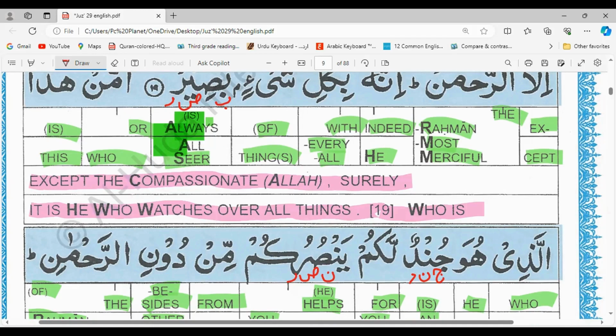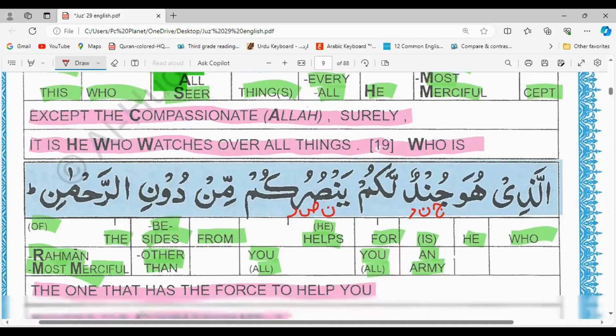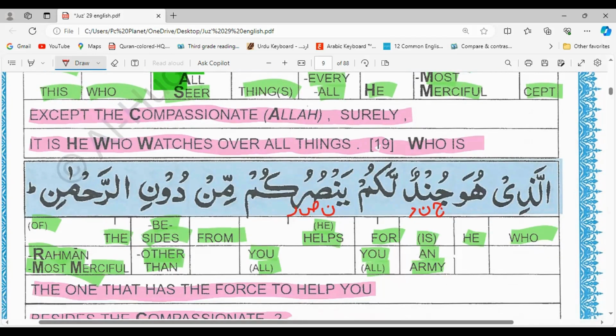It means the huge or large groups of people, and the best meaning actually is army. So when you look at the metaphoric meaning of the verse, it will make more sense to you. Lakum, for you, yansurukum. Yansurukum is from Nun, Sad and Ra, which means to help someone. Yansurukum, he helps you. All these pronouns are hidden in this one single word.